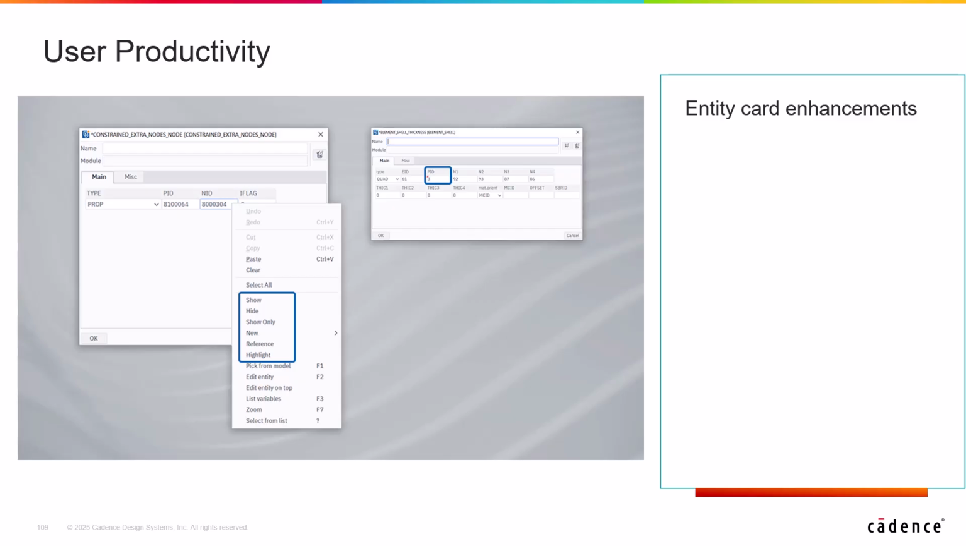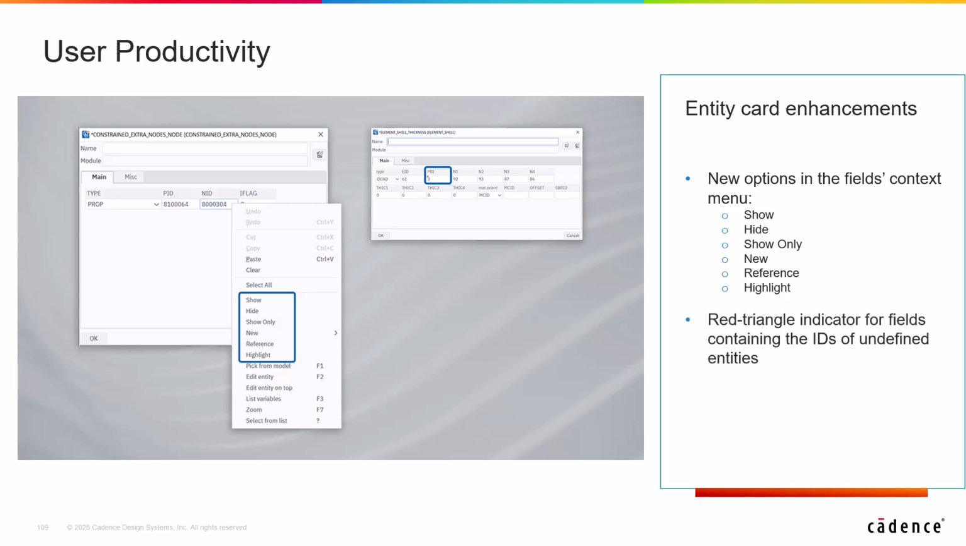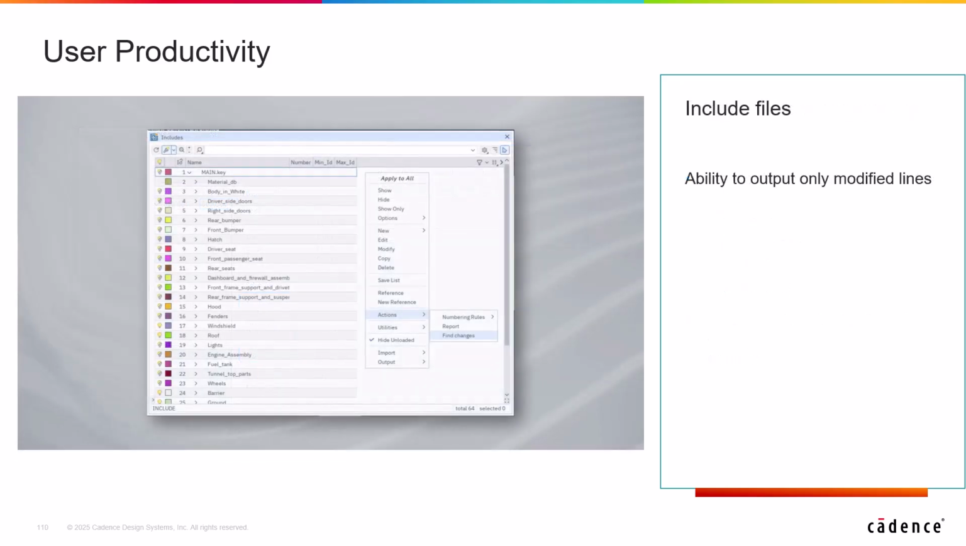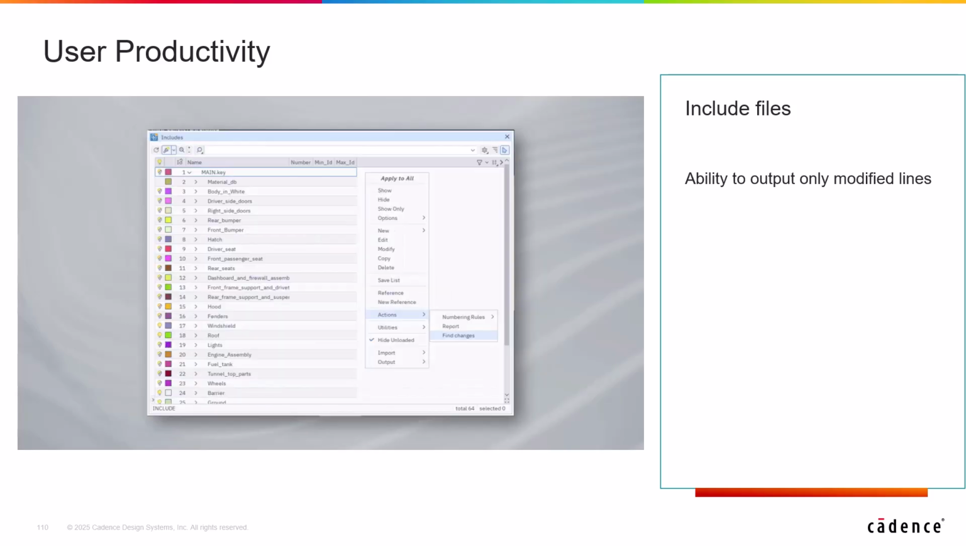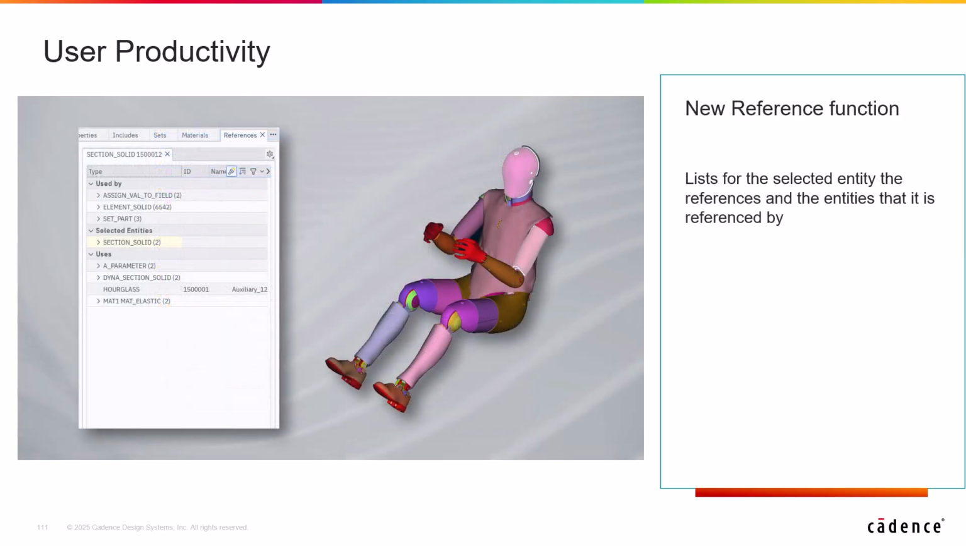We've introduced several enhancements to the entity cards, allowing you to perform key actions, such as show, hide, show only, new, reference, highlight, directly from the card itself. It's also worth noting that a red triangle appearing on specific fields indicates an undefined entity. Regarding the include files, there is now an option to output only the modified lines, allowing for more efficient management of changes. The reference function has been redesigned to include upstream and downstream results with improved performance.